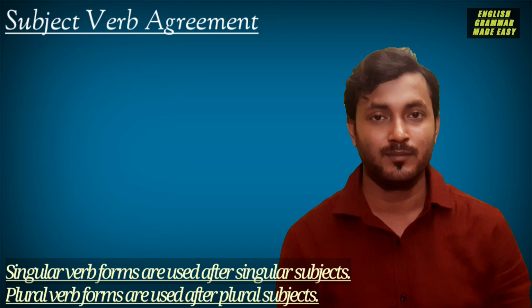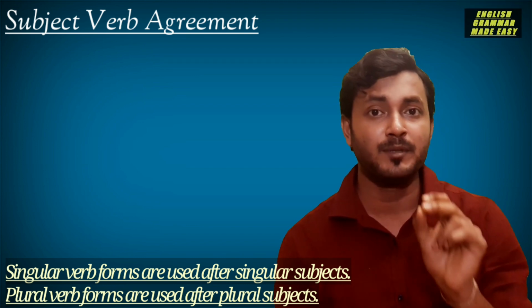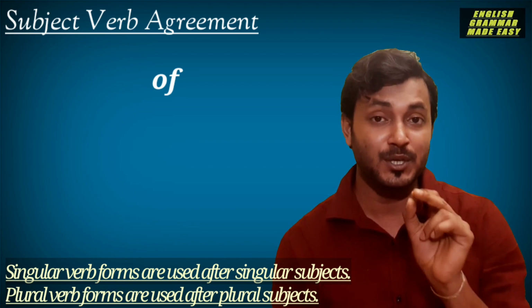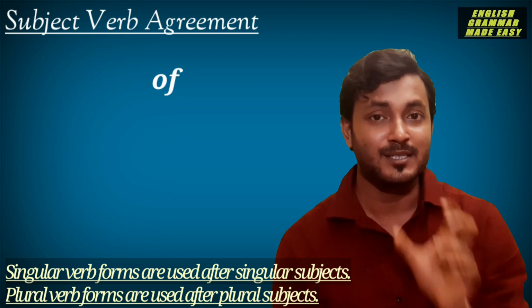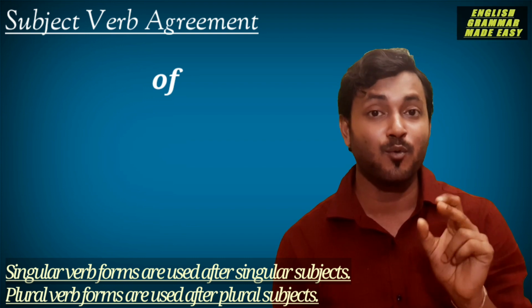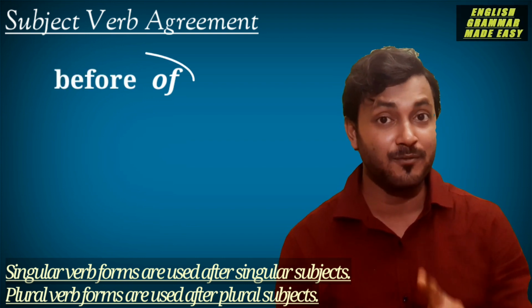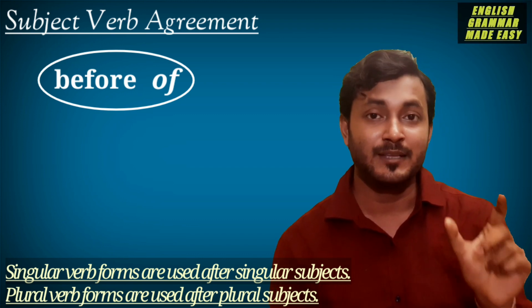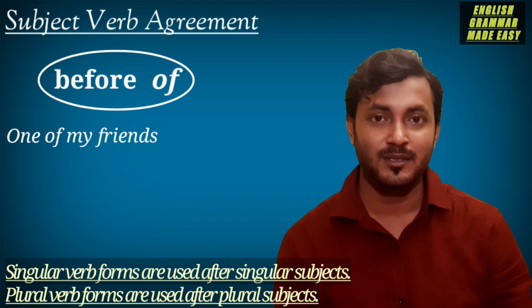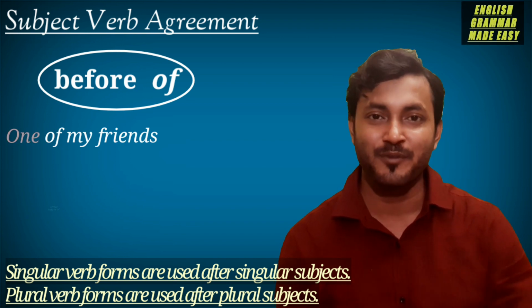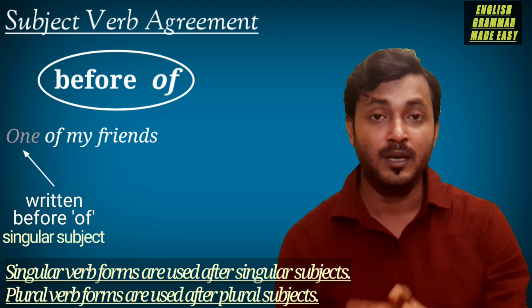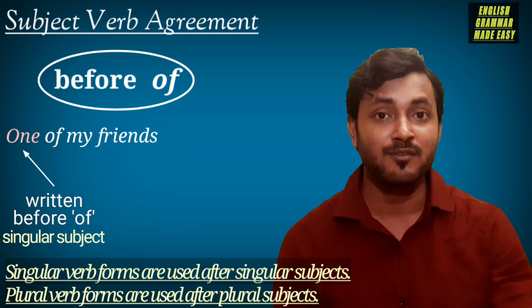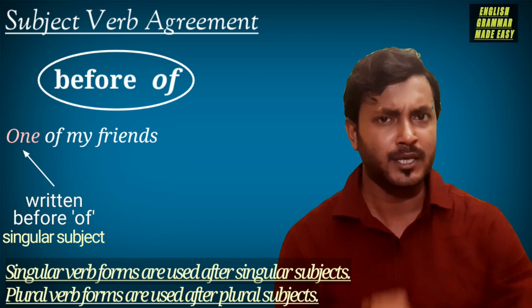The first rule: if you see the use of the preposition of in the subject phrase, what will happen? If you see of used in the subject phrase, you must remember that the word written before of will be treated as your subject. That means in the phrase one of my friends, your subject is one and not friends. Though friends is written nearer to the verb, it will not influence the verb. The word that will influence the verb is one, and one is singular.